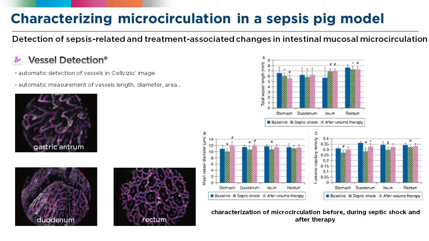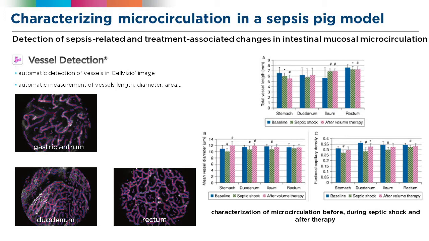So these are images that were obtained in different areas of their GI tract. So the gastric antrum, the duodenum, and the rectum. As I mentioned earlier, they used the plugin vessel detection to have first an automatic detection of the vessels, but also to get automatically some measurements, some quantification of the vasculature, such as the length of the vessels, the mean diameter, or the functional capillary density.